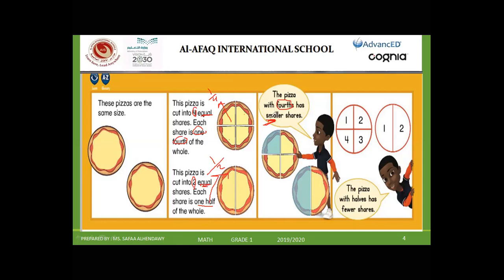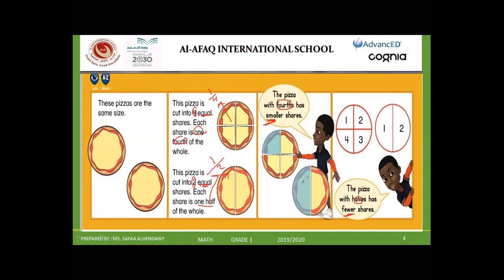So when you find the word smaller or the opposite of it, the word larger, it means you compare the size. Compare what? Compare the size. But here, the pizza with halves has fewer. The word fewer means I will compare the number of shares or parts. How many parts or shares, which must be equal, do you have here in the halves pizza? Two. So the number of the shares here in the halves is fewer or more? Fewer, compared to the parts in the fourths.